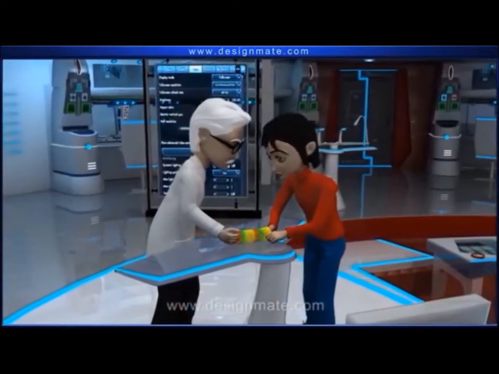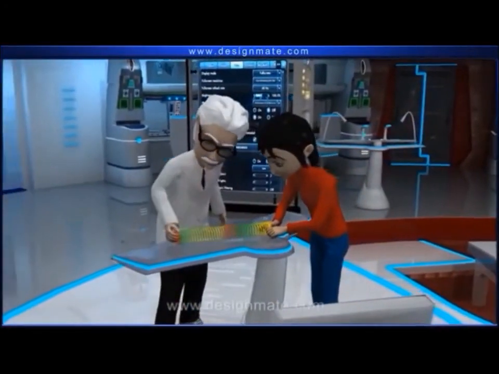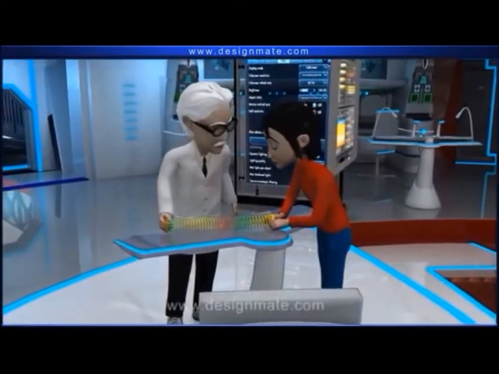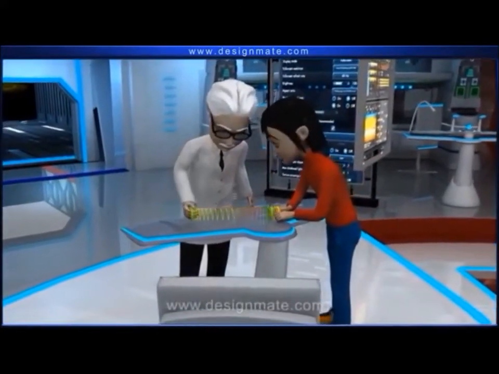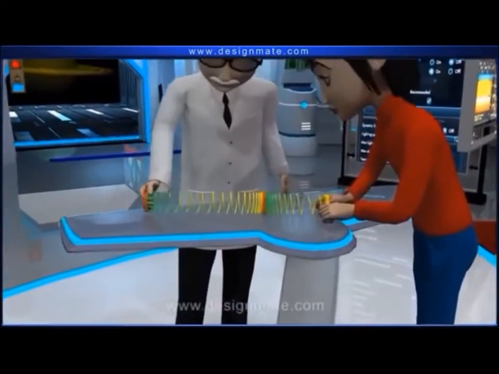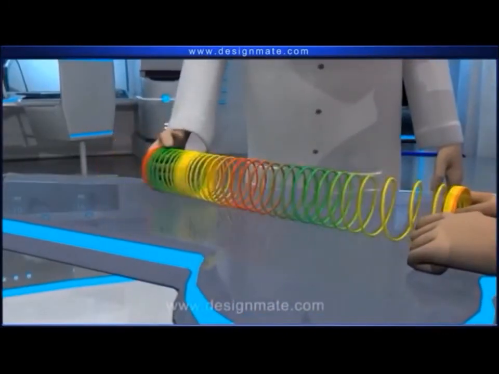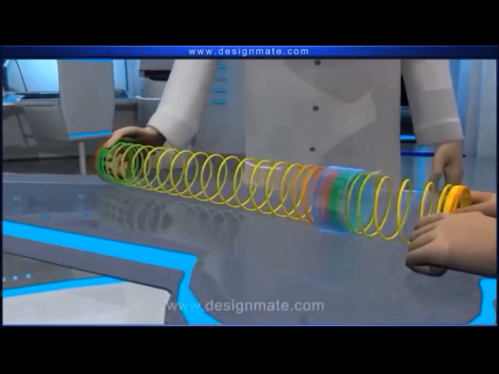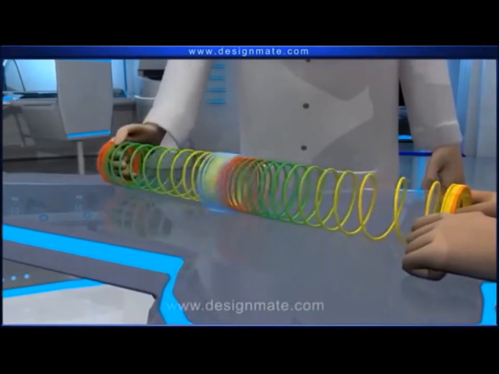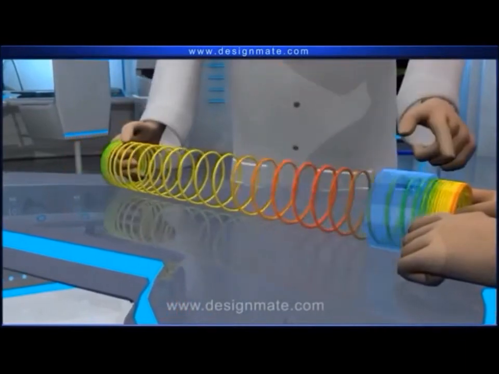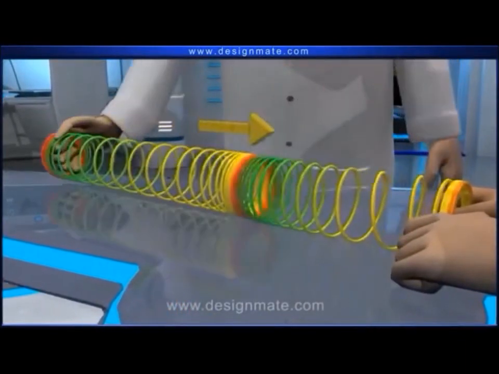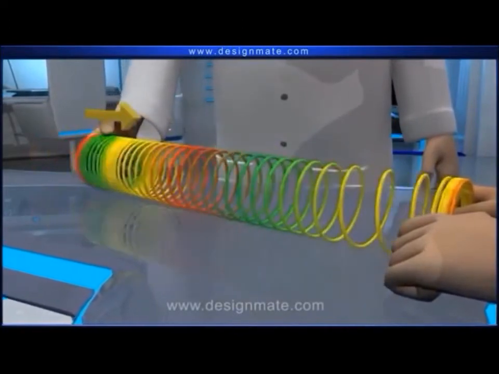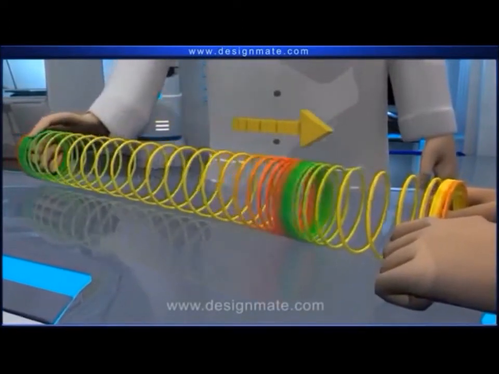Emily is holding one end of the slinky, while Dr. Zook is pulling its other end towards himself, and then pushing it towards Emily. Watch closely, and you will notice that some of the coils crowd close together, and then slowly move farther apart. This is because the vibrations are parallel to the direction of the wave.